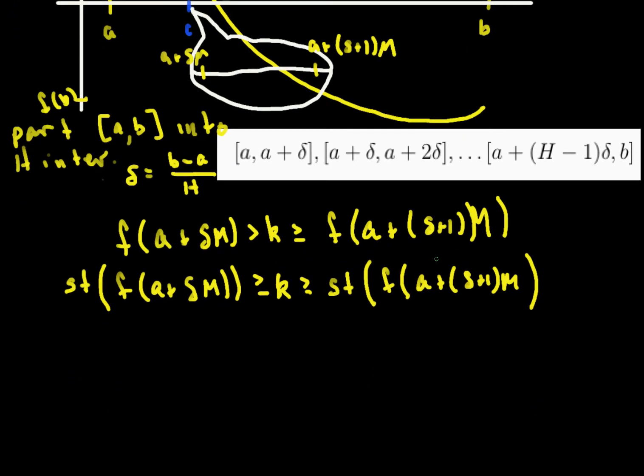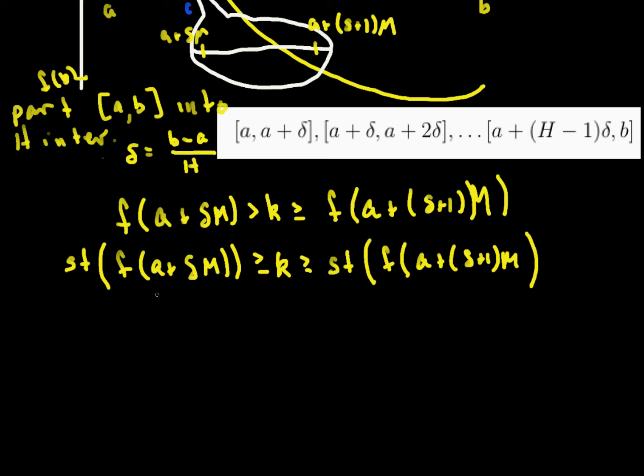Going a little bit further, the standard parts move through. Let's just look at this: the standard parts of these guys are k, right? The standard part here is bigger than or equal to the standard part of this, but these guys are infinitely close, since a plus delta m is infinitely close to a plus delta plus 1 times m.